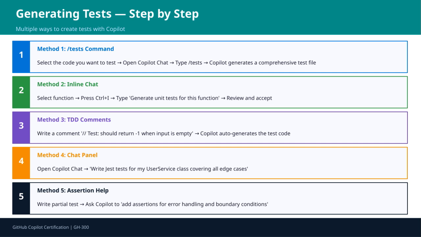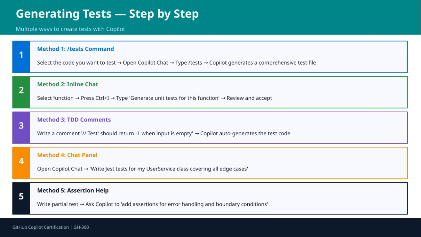First, the /tests command. You select the code you want to test, open Copilot chat, type /tests, and Copilot will generate a comprehensive test file for you. Second, the inline chat method. Highlight the function, press Ctrl+I to open the inline chat, then request Copilot to generate unit tests for that function, and after reviewing, you can accept the results.